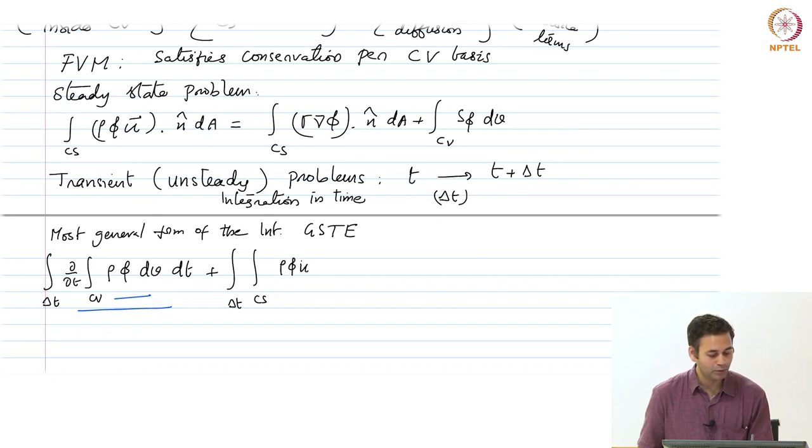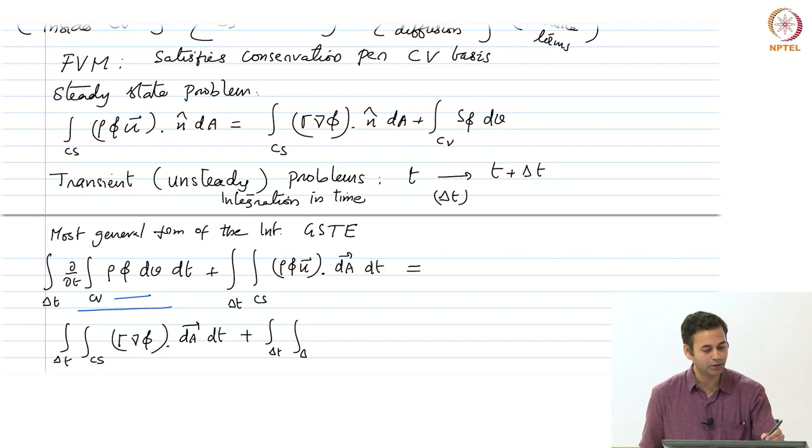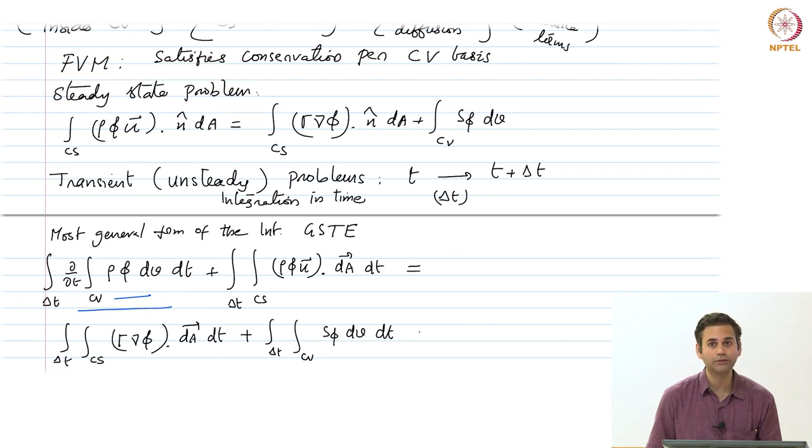We have rho phi u bar dot n cap dA, or I could just write dA bar, times dt, right? That is for the integration for the time. On the right hand side we have again integral over delta t, integral over the control surface, del dot gamma grad phi, so this would be gamma grad phi dot dA bar dt, plus integral over delta t, integral over the control volume, S_V dV dt. That is your most general form of the transient, or the integrated general scalar transport equation.